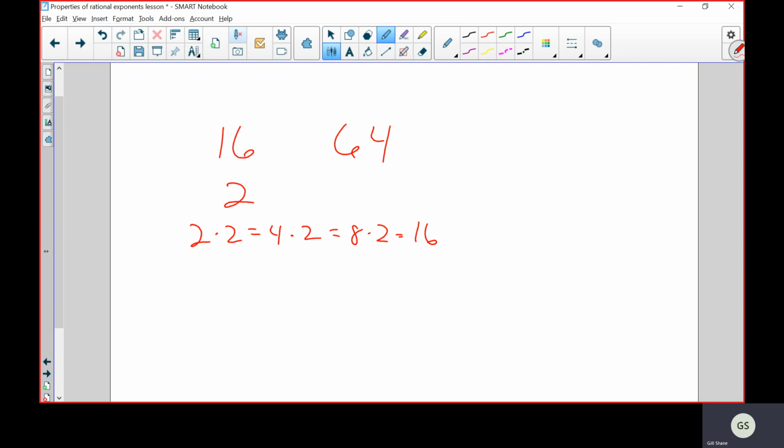4, right? Count the 2's. Multiplied it twice here, 3 times, 4 times. So that right there is 16. It's got a base, and it's got an exponent.